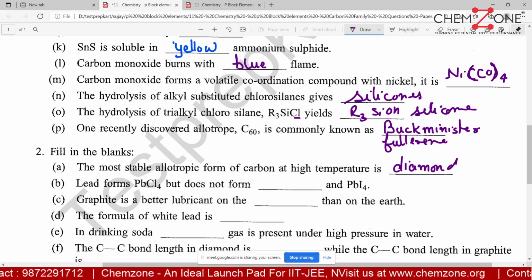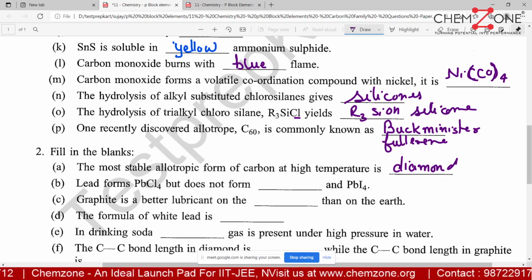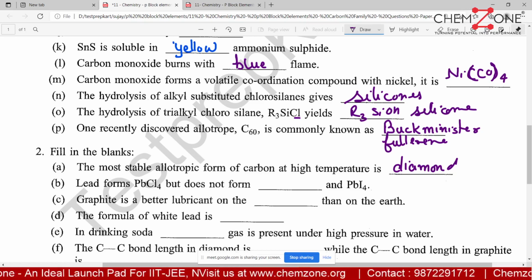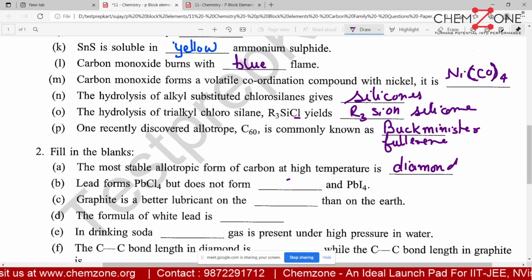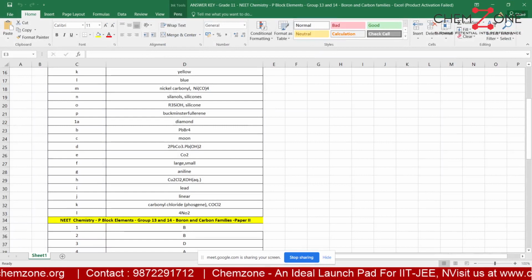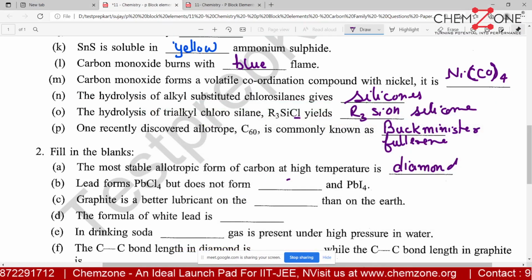Lead forms PbCl4 but does not form PbI4, and what else does it not form? Remember, it is not forming PbBr4.